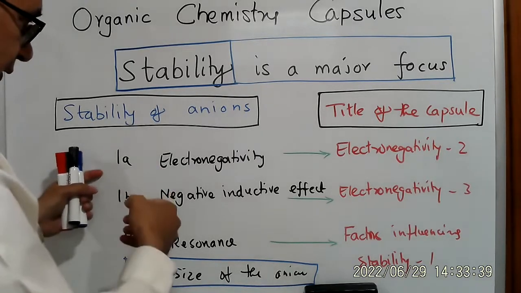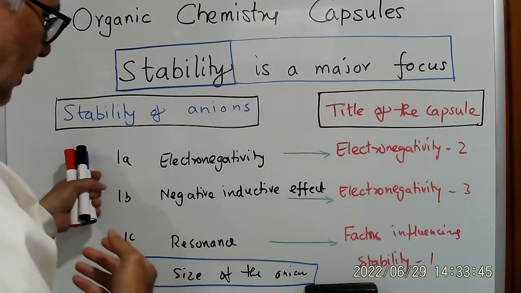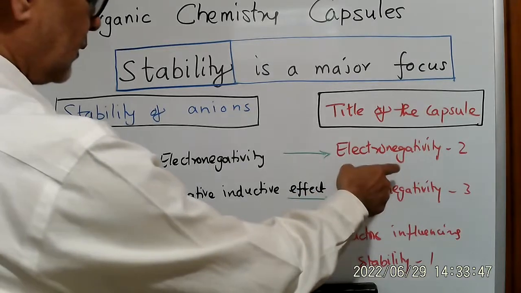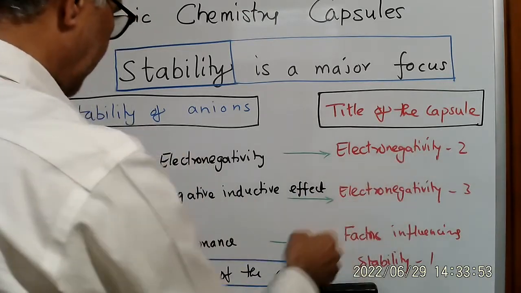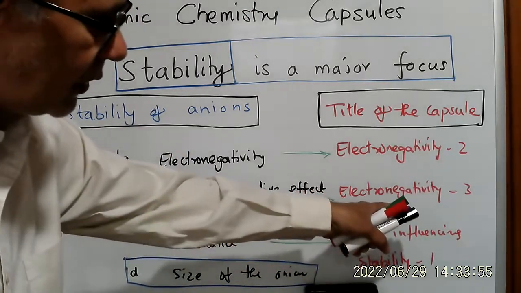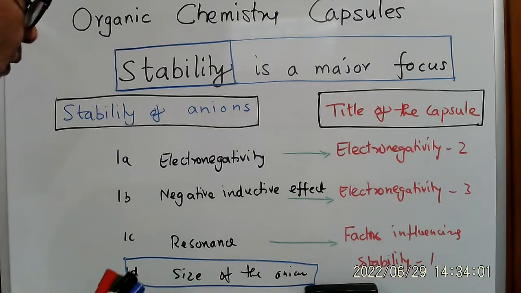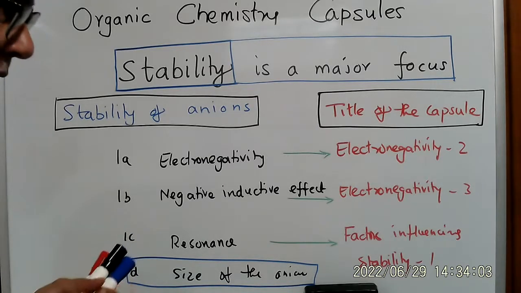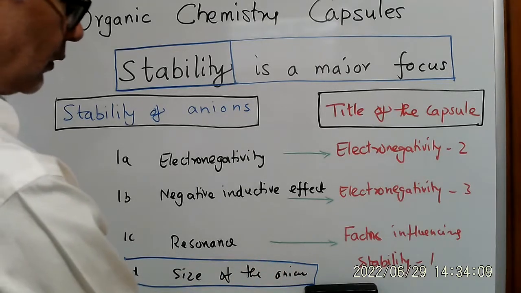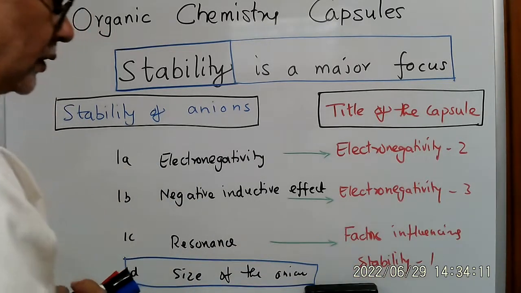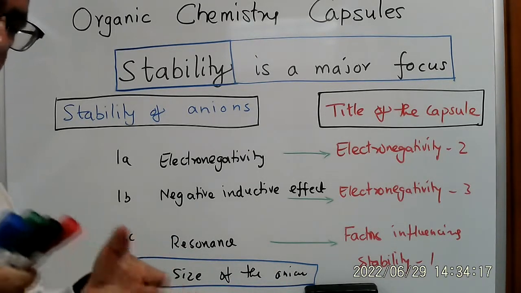So electronegativity as a factor in stabilizing certain anions, and that is discussed in the capsule titled Electronegativity 2. Then in Electronegativity 3 capsule, we looked at negative inductive effects and how those are invoked in explaining the stability of certain other anions. In the latest one, factors influencing stability, we discussed how resonance explains the stability of some other ions.